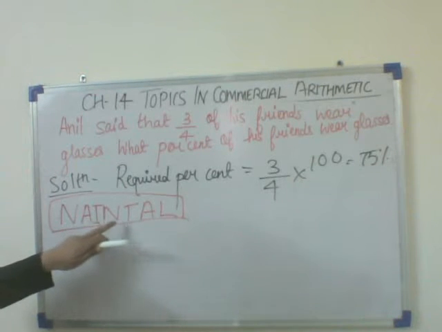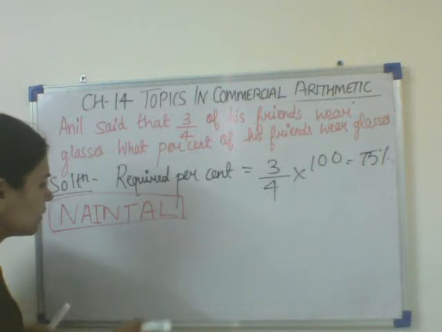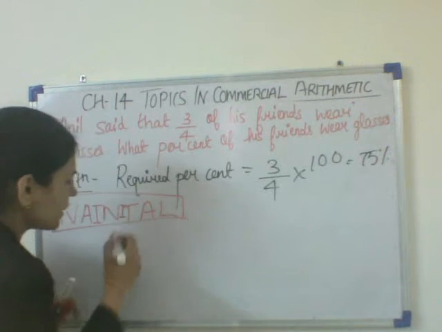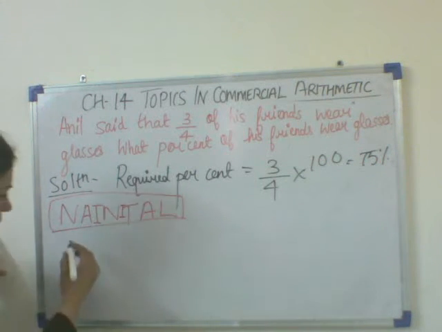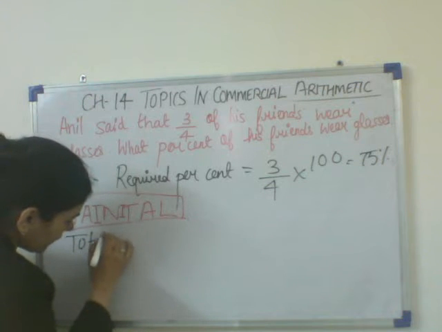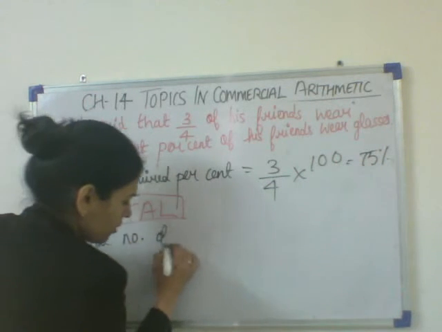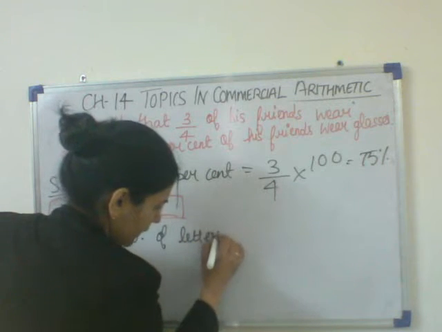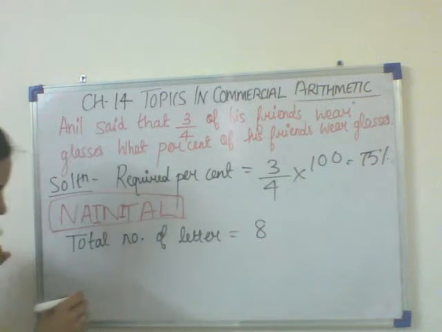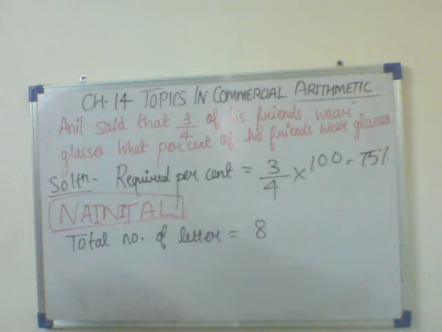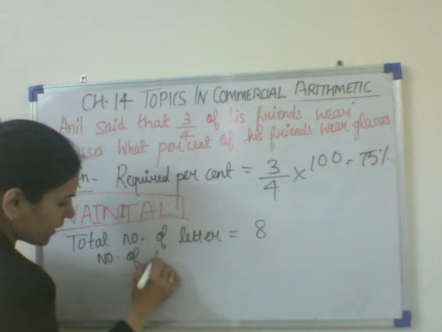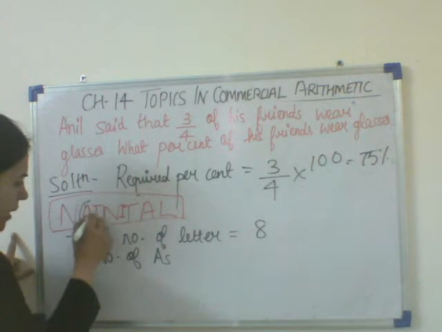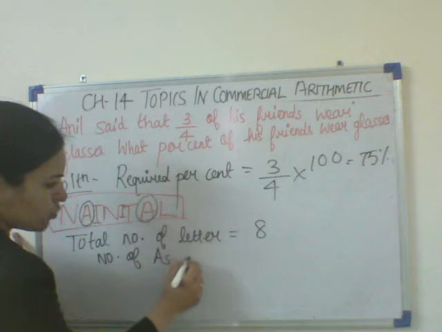N, A, I, N, again I and T, A, L. So the total 8 letters are there in the word Nainital. So the total number of letters, they are 8 in Nainital. Number of A's, how many A's are there? 1, 2. 2 are there.